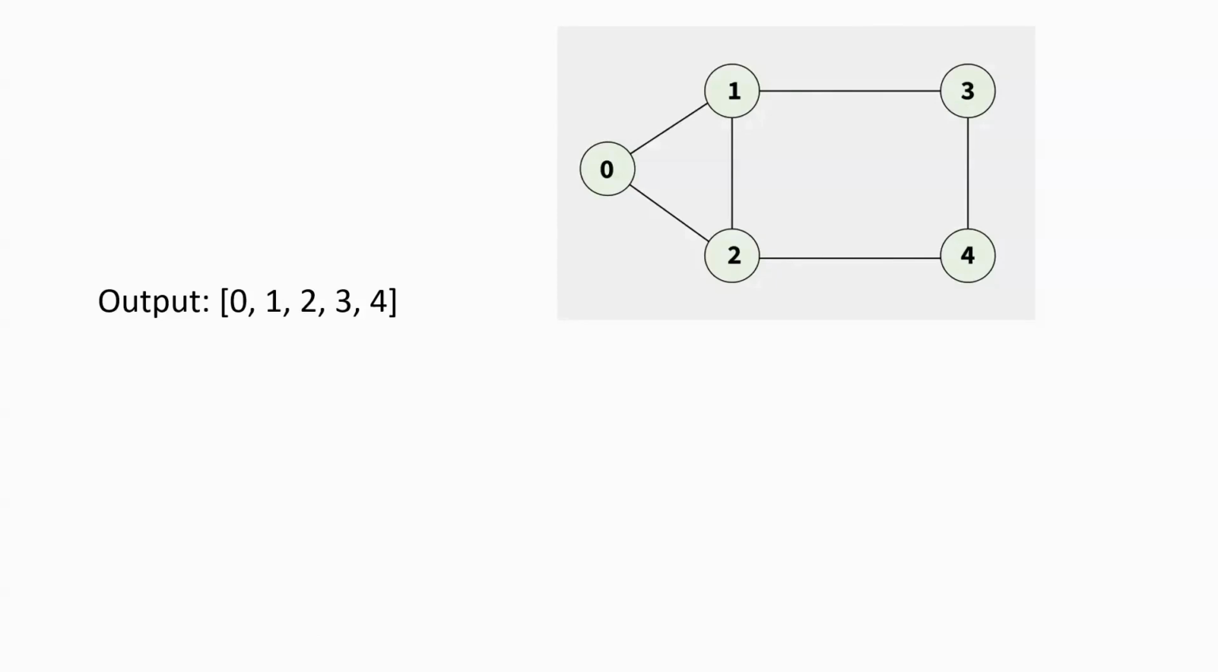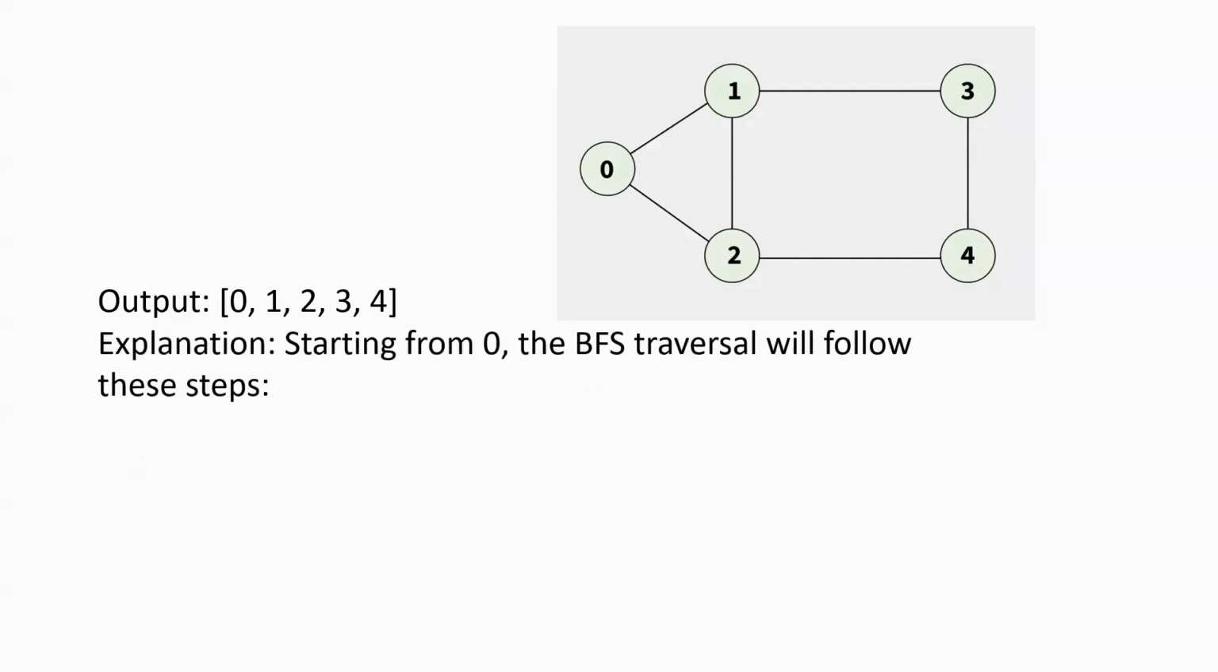I will explain this structure in code and also in theory. Don't worry about the code, I will explain it too. So the output is 0 1 2, we want to print the output like 0 1 2 3 4. For the explanation, we start from 0.